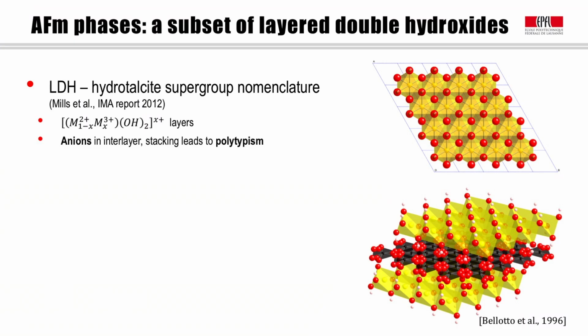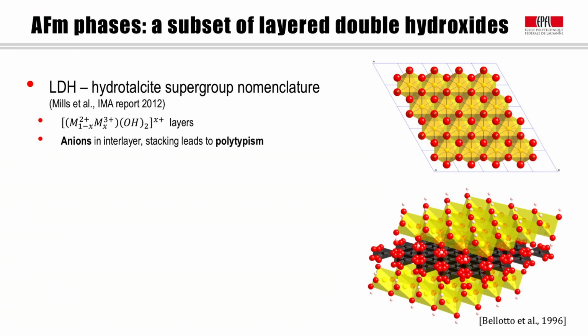Now, as we move to the second group, AFM phases, these are part of a much larger group of hydrates called layered double hydroxides. Some of you may have heard of layered double hydroxides because they're researched quite a lot nowadays for their interesting electronic properties. In these layered double hydroxides, we have layers of M2 and M3 ions, and then between the layers, we have anions. The fact you can put in a lot of different anions leads to what's called polytypism.